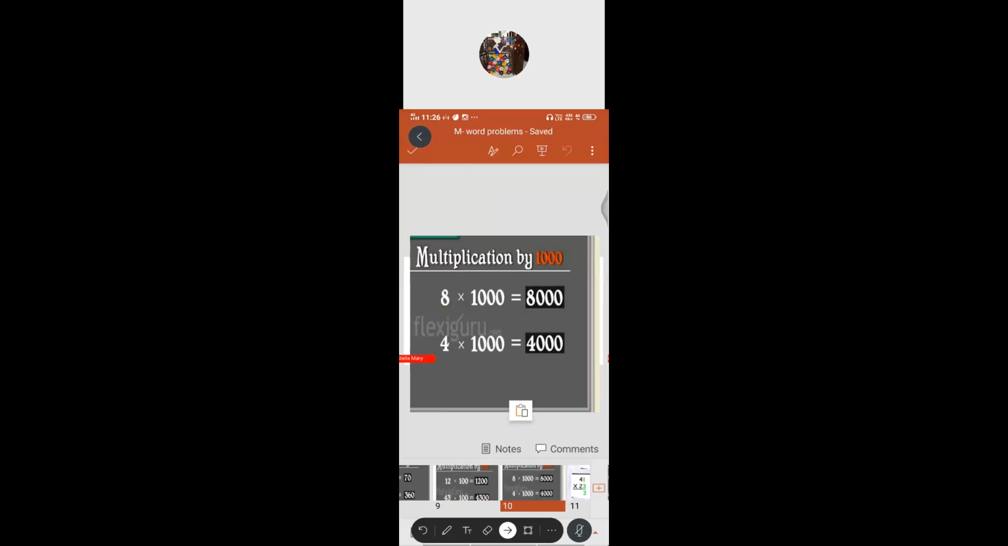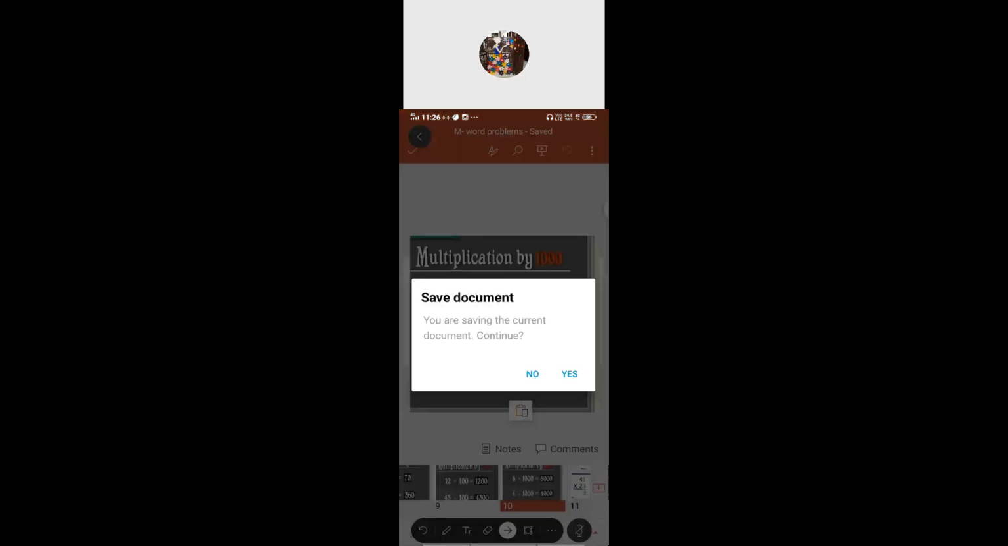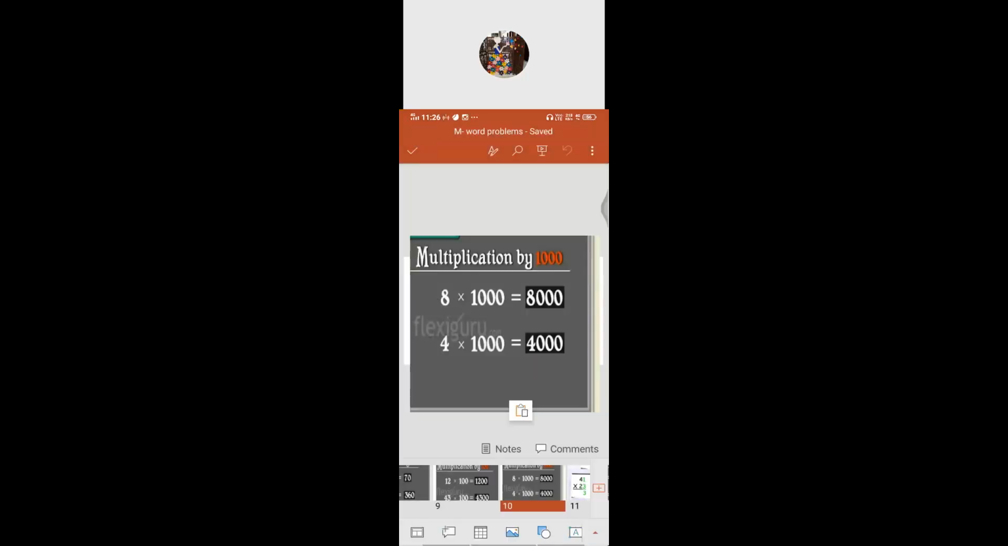4 ones are 4. There are 3 zeros, so you have to add them as they are to the product. So 4 multiplied with 1000 is 4000. Is it too easy for you to do the multiplication? Yes. Easy step, you can do the multiplication. Very good. Now go for that.